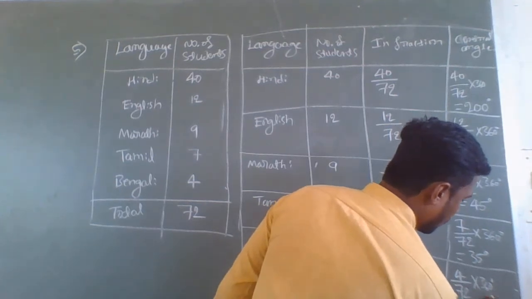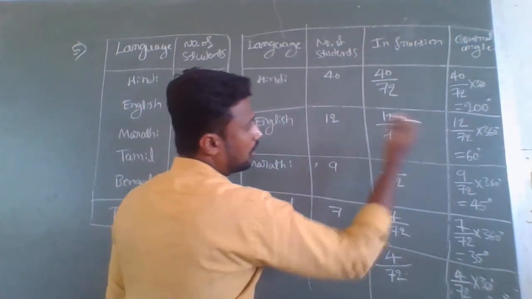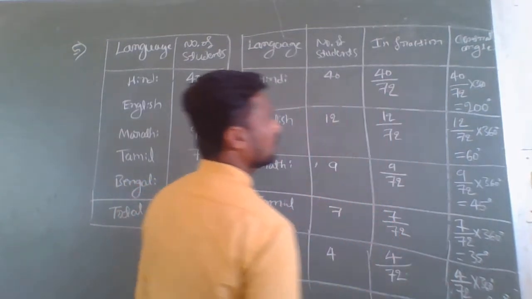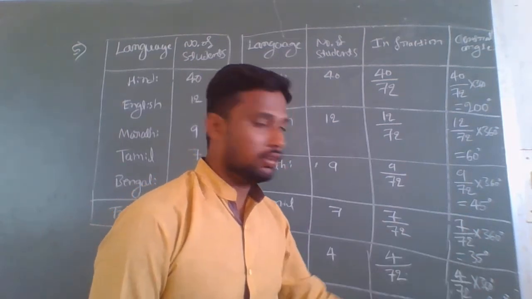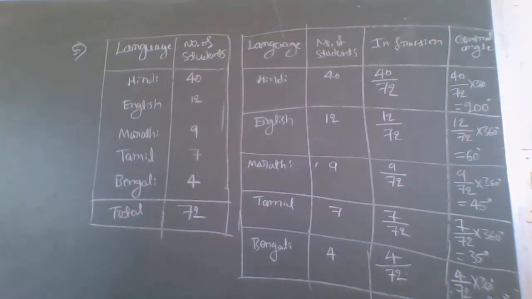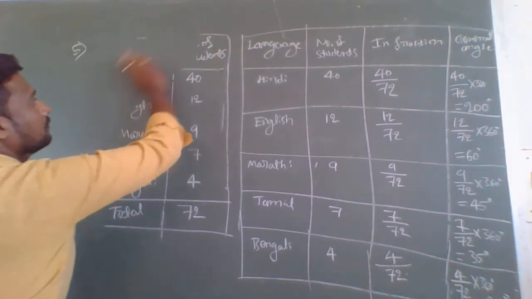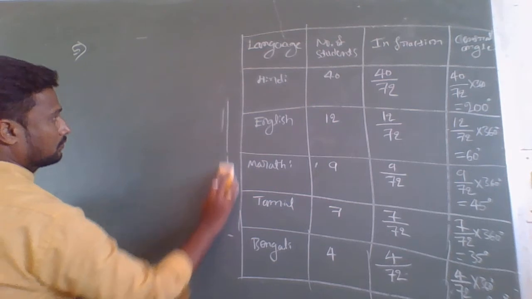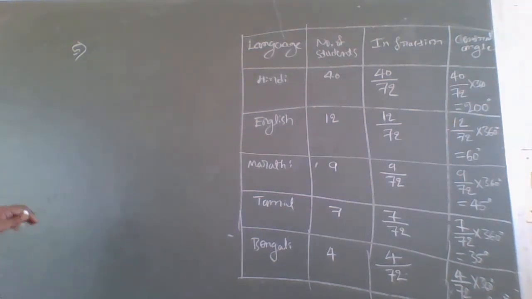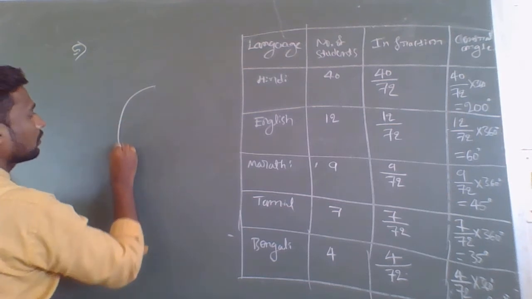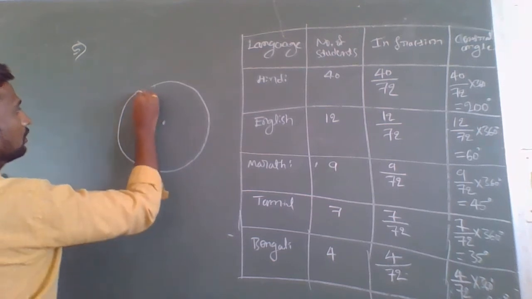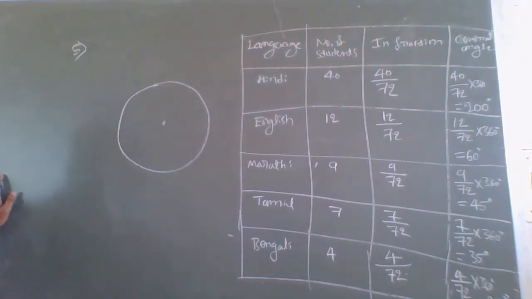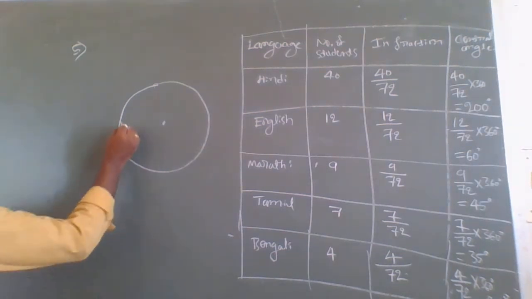Calculate all these central angle values. All these values I have written directly. You will get 200 degree, 60 degree, 45 degree, 35 degree, 20 degree. So now we can draw a pie chart using these details. By considering a convenient radius, draw a circle first. Mark the midpoint of the circle and consider one radius.